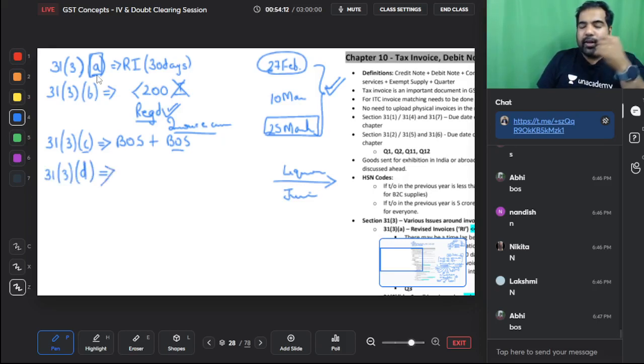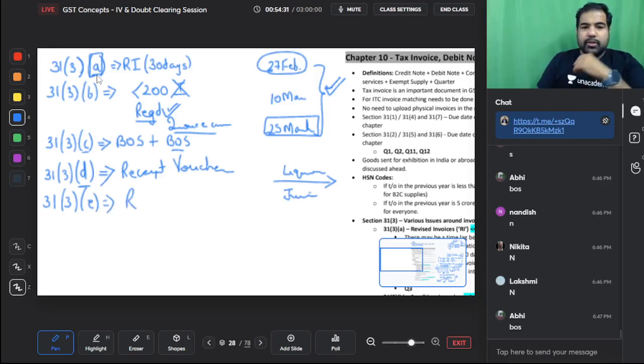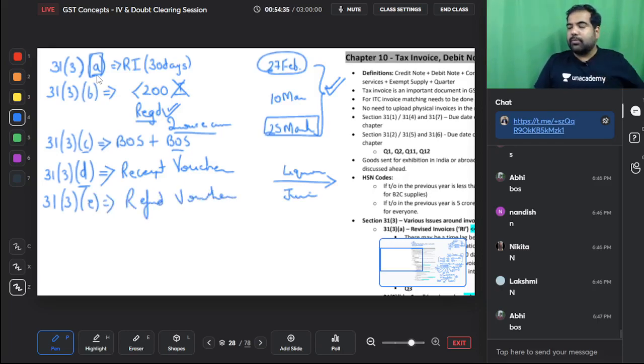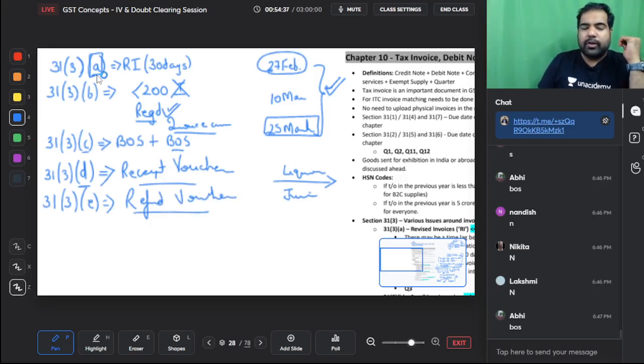31(3)(d). Guys, whenever you ask for advance payment, do you demand advance payment? Yes, D for demand. You issue something called a receipt voucher. Whenever you receive advance, receipt voucher. And whenever that advance has to be returned, it is called a refund voucher. So receipt voucher and refund voucher.